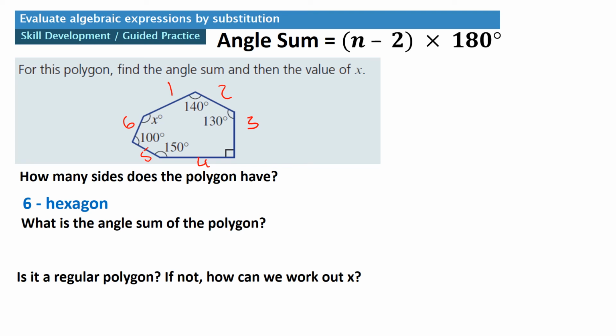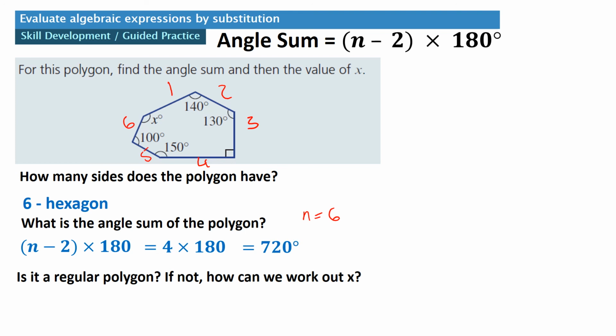Now, again, we're going to use our angle sum formula. So we're going to do n minus 2 times 180. And in this case, we already know that n is equal to 6. So 6 minus 2 is equal to 4. 4 times 180 is going to give us 720 degrees.